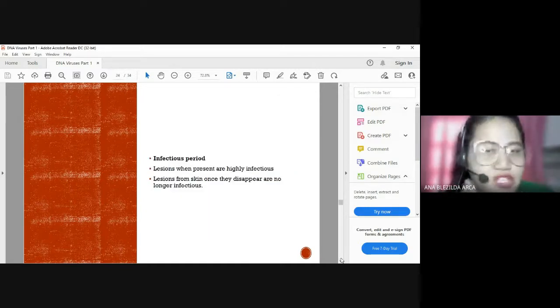Now, for the infectious period, the lesions that are present are highly infectious. So once you have the lesions, kung meron ka mga genital warts, nakipag-sexual contact ka, nakakahawa ka. So that's how you can spread the infection.